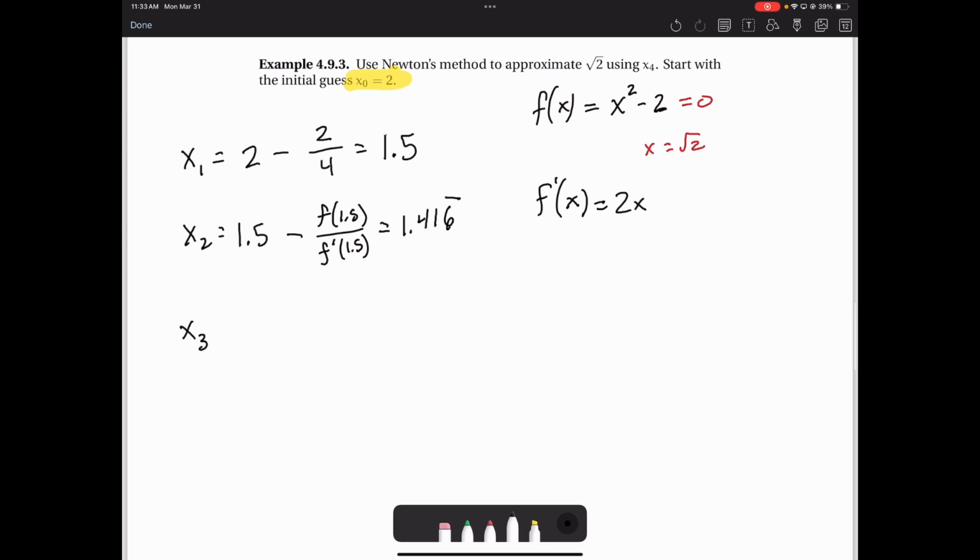I'll let you guys do the next one. See if you get the same thing I got. I have to plug in a bunch of 6s in the calculator, just a bunch, right? Just to keep it as accurate as possible. There you go.